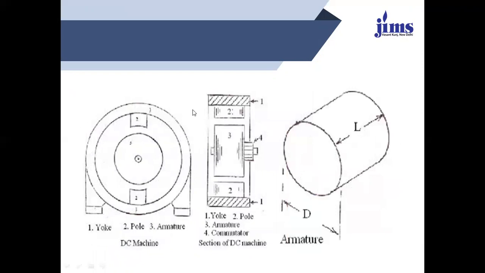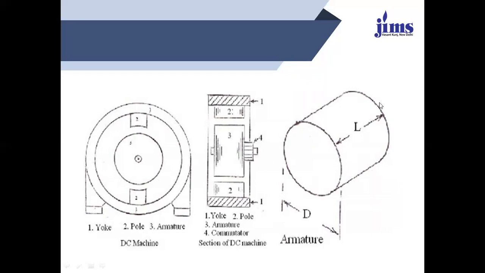This is the side view of the machine. Over here you find that number 3 is the armature part, which is the rotating part of the machine. Number 2 is the DC poles, and number 1 is the yoke of the machine. If we look on this side, the third one is the armature, and number 4 is the commutator part. The commutator acts as a converter, converting AC supply into DC or DC supply into AC. And number 1 is the yoke part of the machine.